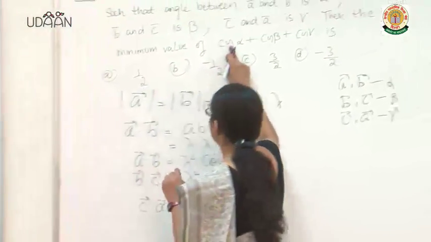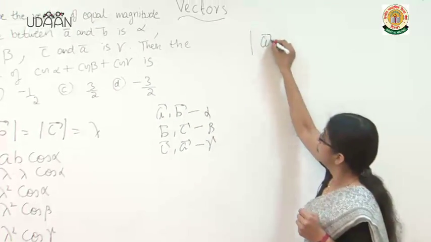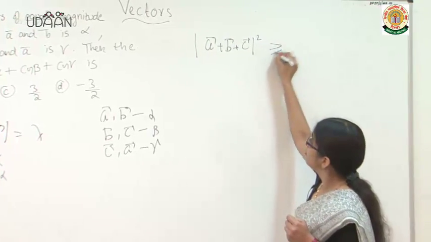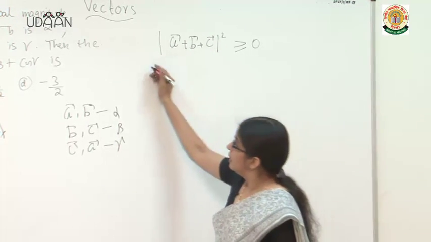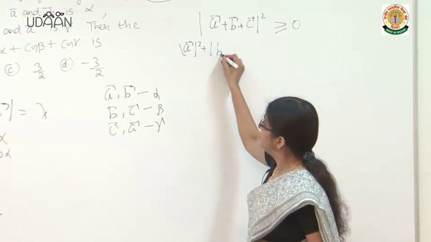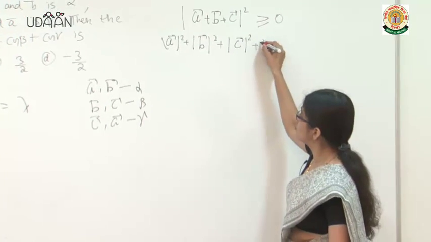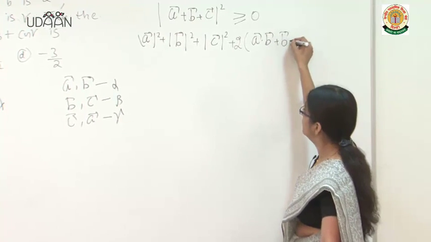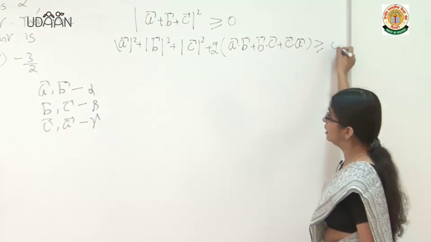We need to calculate cos alpha plus cos beta plus cos gamma. We start with mod A plus B plus C, the whole square, is greater than or equal to 0, being a perfect square. Let us simplify it. A square plus B square plus C square plus twice of A dot B plus B dot C plus C dot A is greater than or equal to 0.